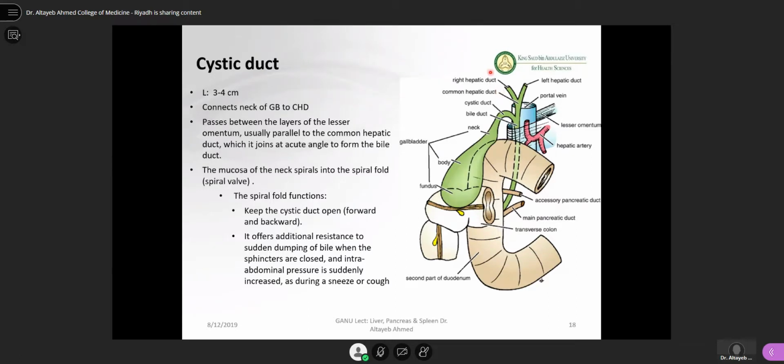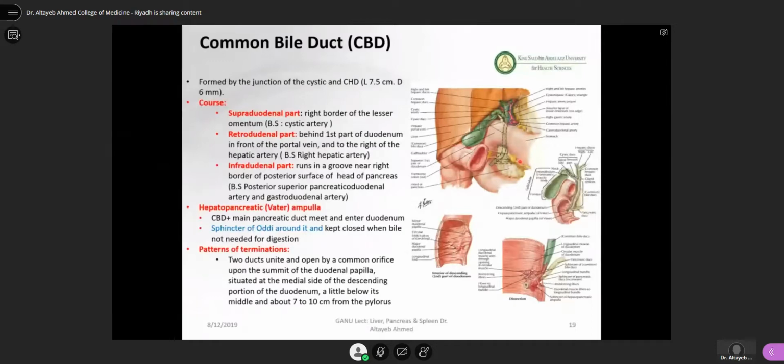The cystic duct has spiral folds, and these spiral folds are very important to keeping it open, so it allows the backflow of the gallbladder. Also, if the gallbladder is contracting, it prevents dumping a large amount of gallbladder content into the common bile duct. Okay. Here I want you to think very well about the anatomical variation, which we will mention in the next slide after this one.